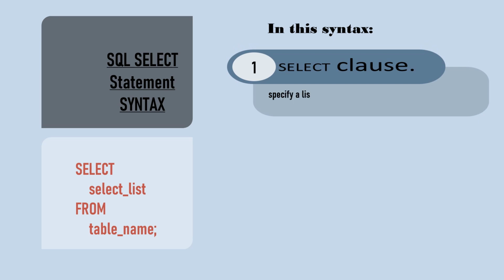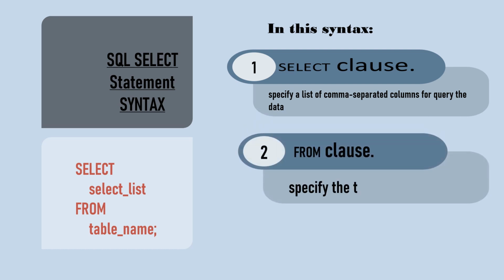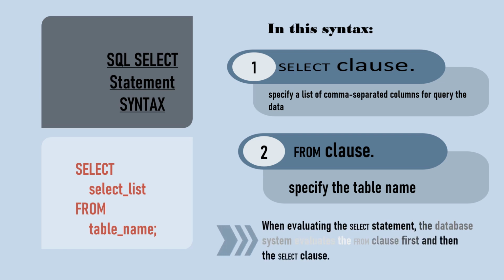In this syntax, first, the SELECT clause specifies a list of comma-separated columns for querying the data. It mentions the columns from which data values are to be retrieved by the query. Data retrieval is limited to the columns specified. Second, the FROM clause specifies the table name. When evaluating the SELECT statement, the database system evaluates the FROM clause first and then the SELECT clause.